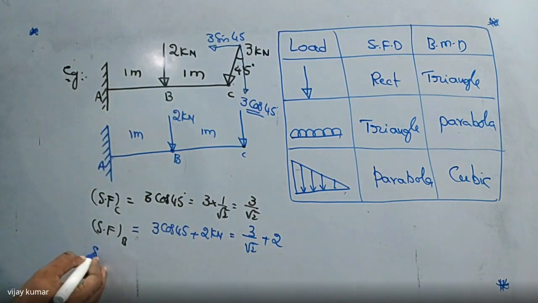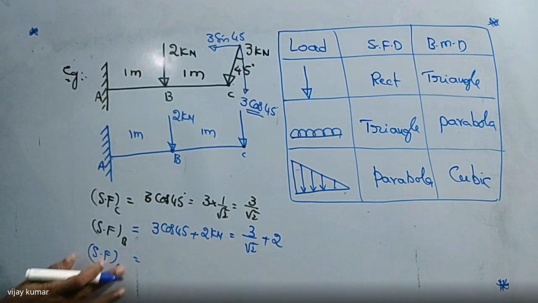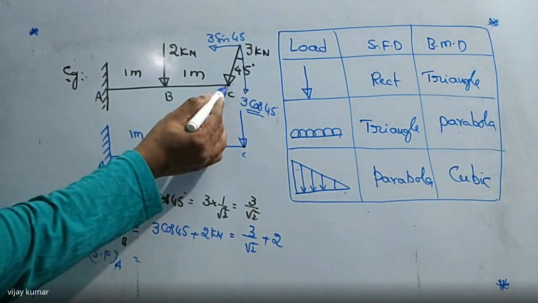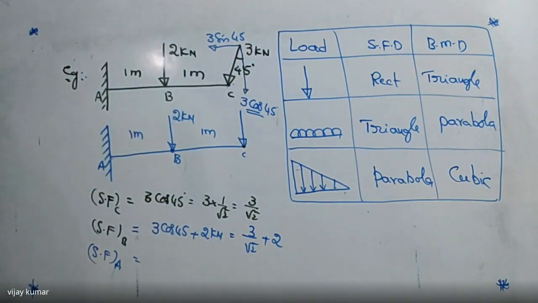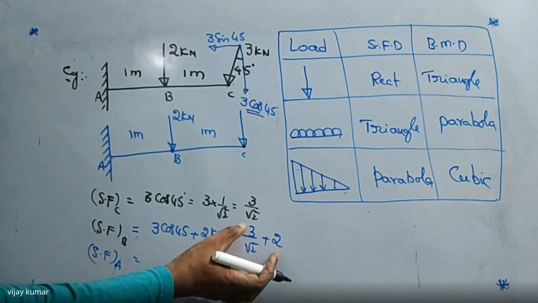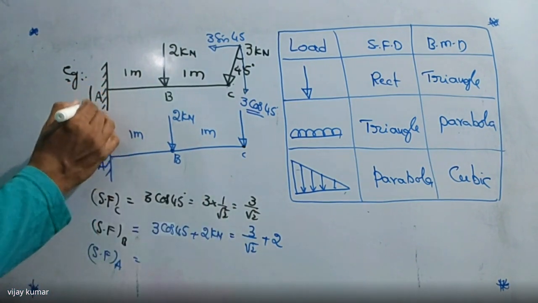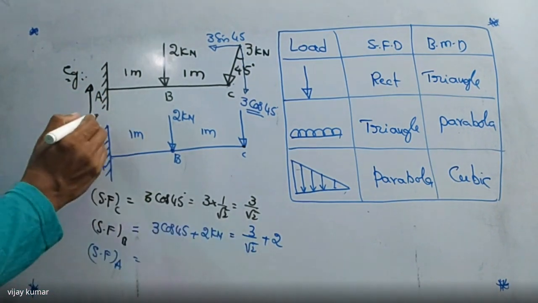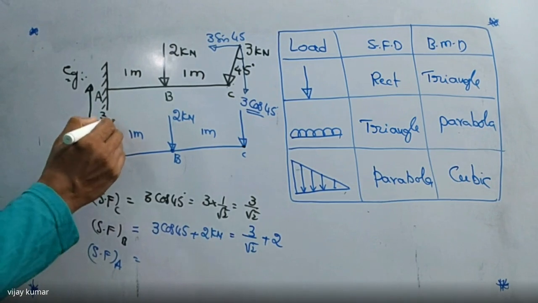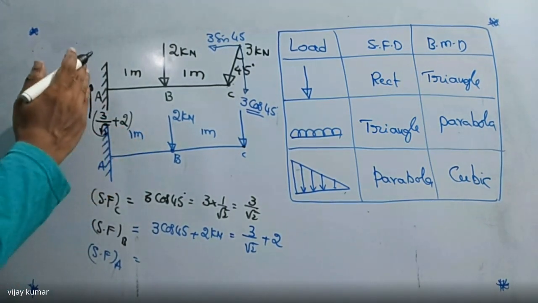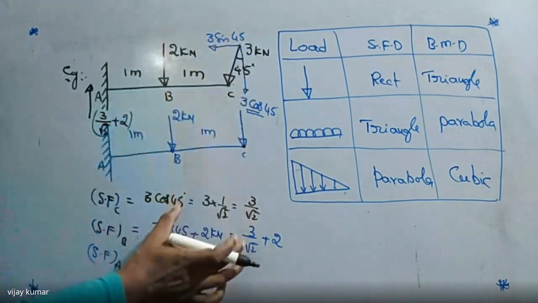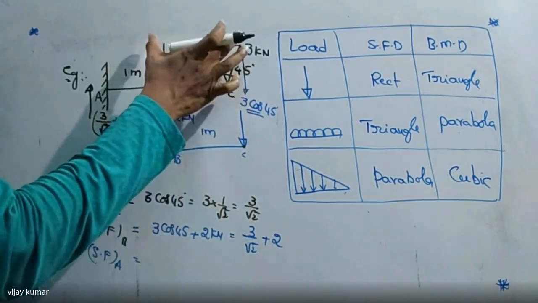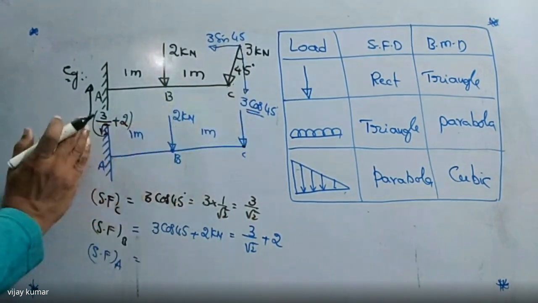And what is the shear force at A now? That is the sum of all the upward forces and downward forces. The sum of these two is the same again, but here one more force is there, that is the reactive force. What is the reactive force? Same value: 3 by root 2 plus 2 kilonewtons, acting in the upward direction. The total of this force plus this force is acting downward. That is the active force, and this is the reactive force.